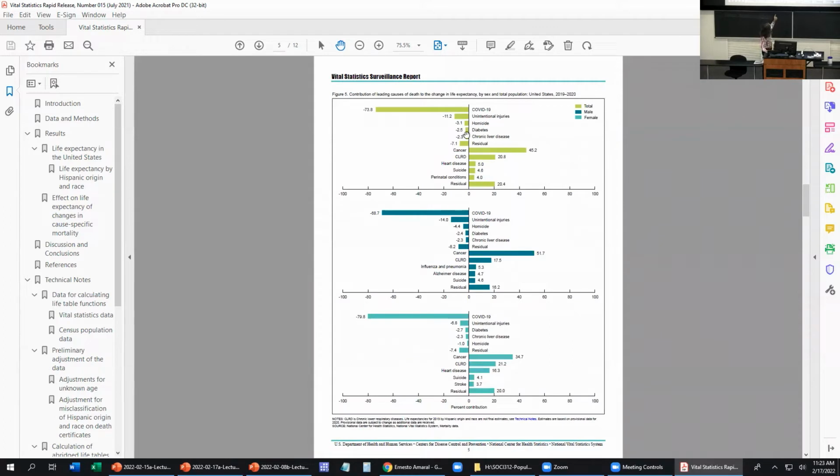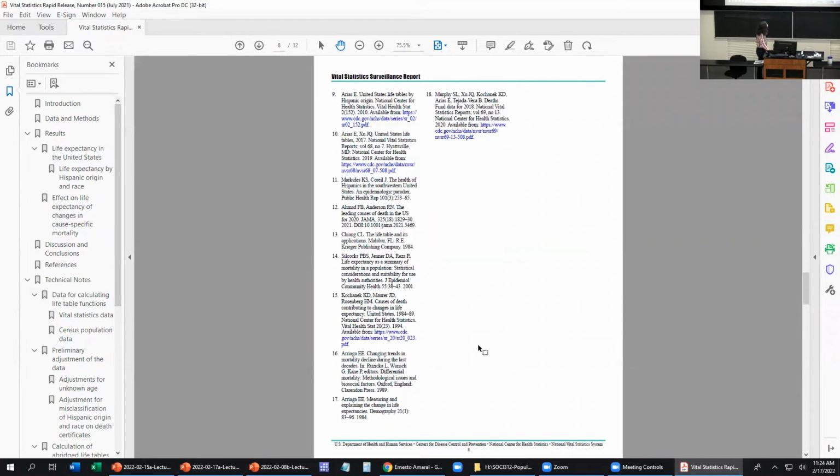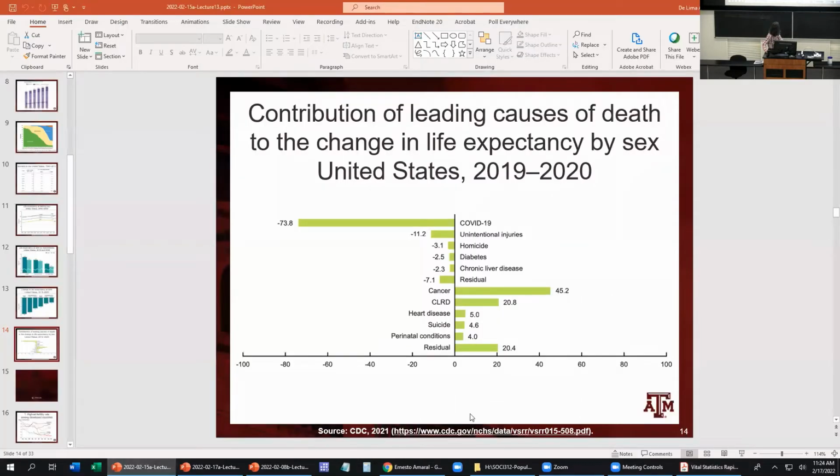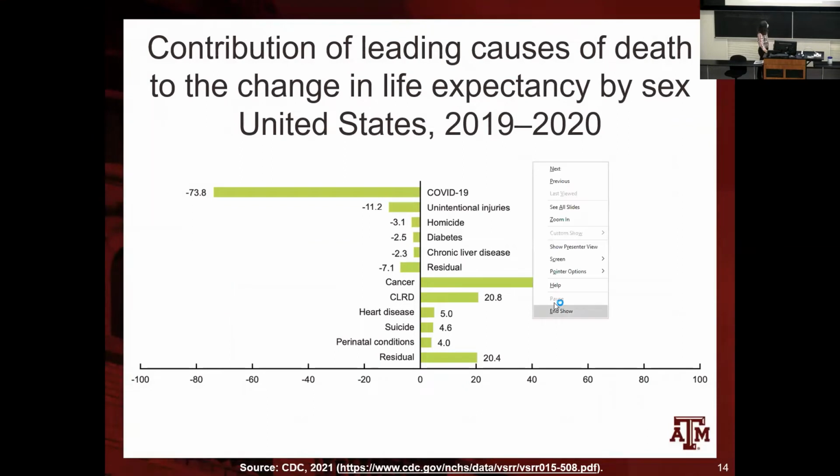This one at the top is cause of death, total, men, women. I showed the one on the top. And this one is Hispanic, non-Hispanic white, non-Hispanic Black. But always you see a huge impact due to deaths caused by COVID-19. Cool? So that's material that I got from this report from the CDC.